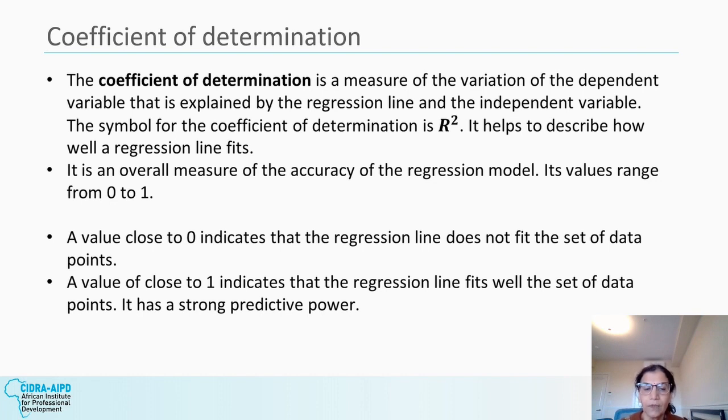A value close to 0 indicates that the regression line does not fit the set of data points. A value close to 1 indicates that the regression line fits the set of data points well. It has a stronger predictive power.